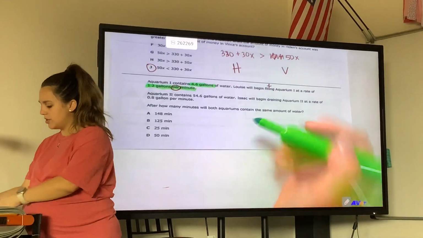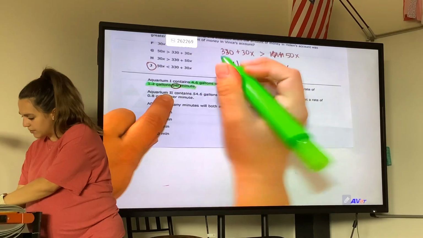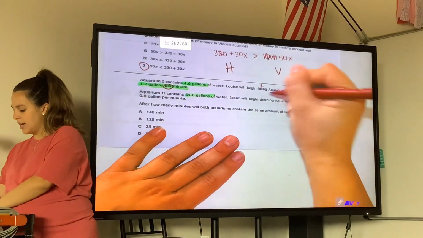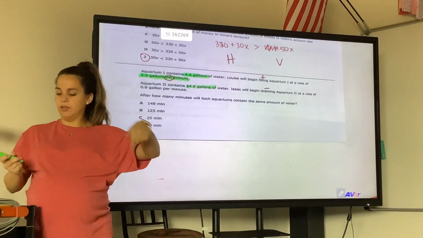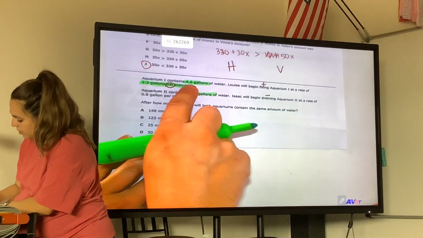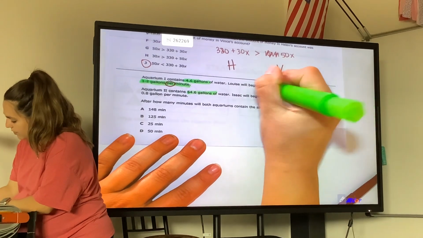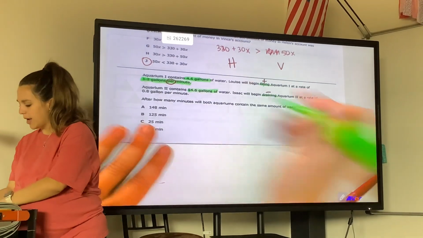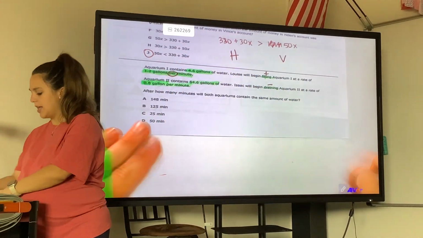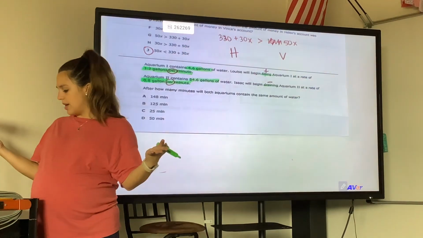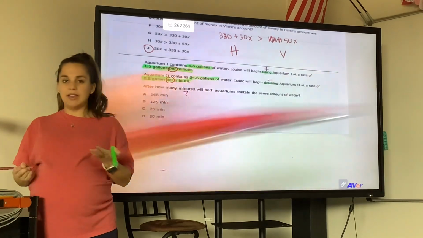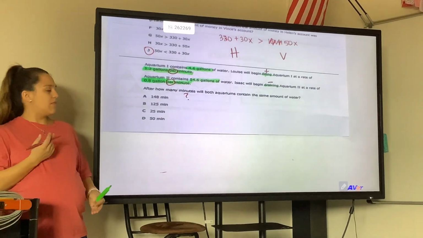The next one says the second aquarium contains 54.6 gallons of water, and then Isaac is going to be draining. Ooh, draining is also important because draining means you're going down. You're not going up, you're going down. So it makes sense because he had more water in his aquarium than that girl did. So we had filling and draining. His rate is 0.8 gallons per minute. And again, I see that per, and it still doesn't tell me how many minutes. Oh, just kidding. It says after how many minutes, so that's why it doesn't tell us how many minutes, because that's our question. We're trying to figure out how many minutes.